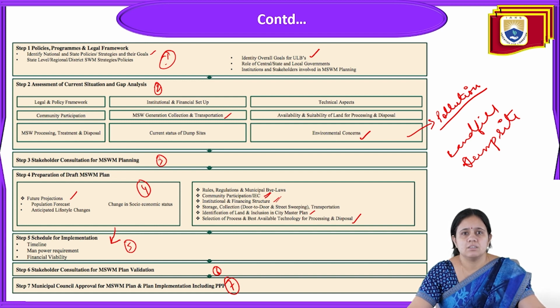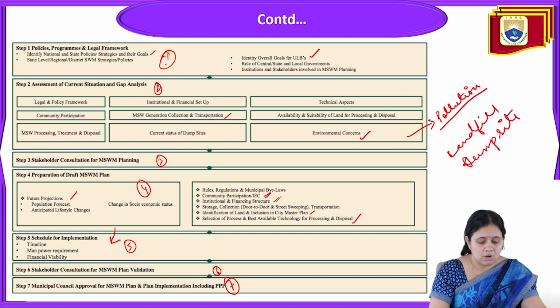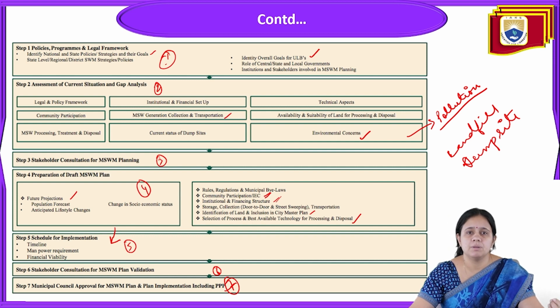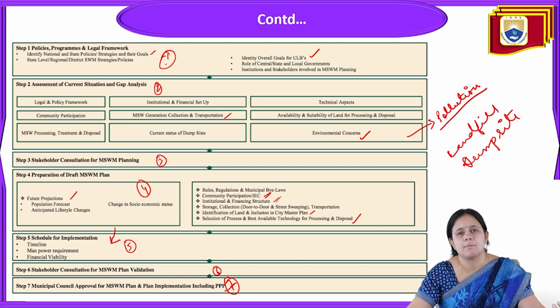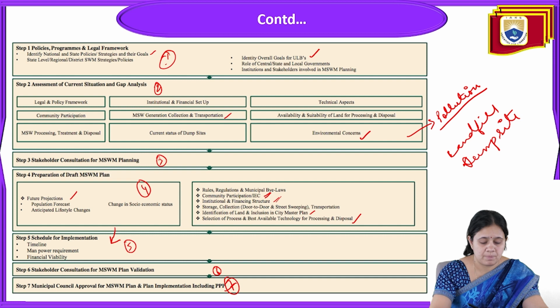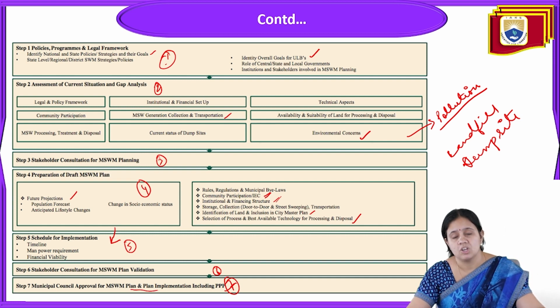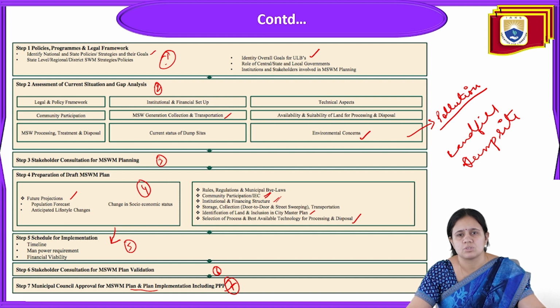Next we will discuss the municipal council approval for the municipal management plan and plan implementation, including the PPP. Then the municipal council will be there. They will approve all the plan, all the budget requirement, all the planning, all the requirements, and the municipal council approves the MSWM plan. And then they will plan the implementation of all these laws and rules to the society.